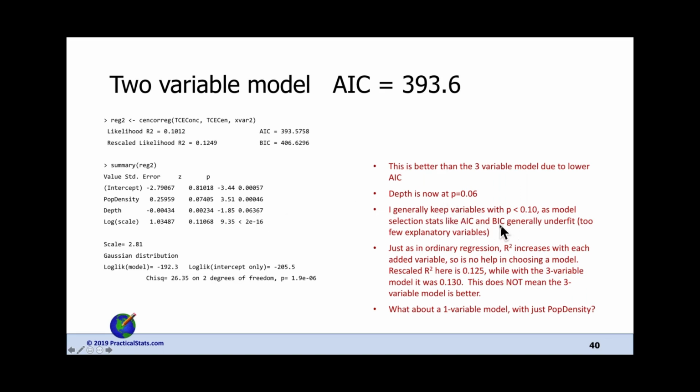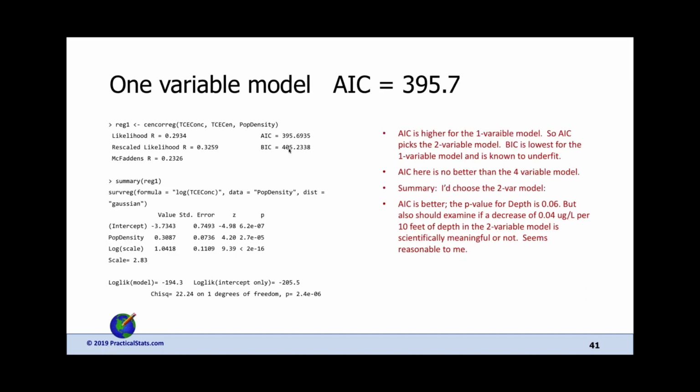And BIC is worse at this. So this is the lowest AIC model with this data, 393.5. It's not yet the lowest BIC. If we go down and drop out the one with 0.06 and just have population density in there, the BIC is slightly lower. The AIC is actually quite a bit higher. So in my opinion, AIC is a better statistic than BIC to use for regression modeling because it's not susceptible to underfitting, having too few variables in the model.